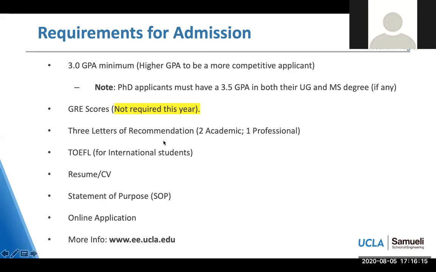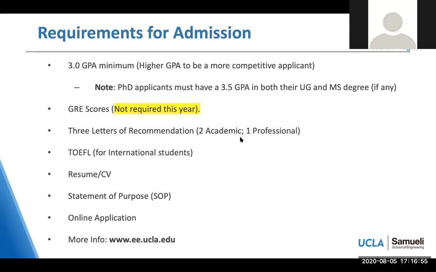The next requirement, 3 letters of recommendation. Our faculty want at least 2 academic references, and the 3rd letter can be a professional reference. So let's say if you don't have enough academic references, it's okay if you submit 2 professional references, but it's strongly recommended that the majority of your letters are from academic references, because your professors, anyone that you work with in the academic setting, will be able to speak about what kind of work you can do in the academic setting.